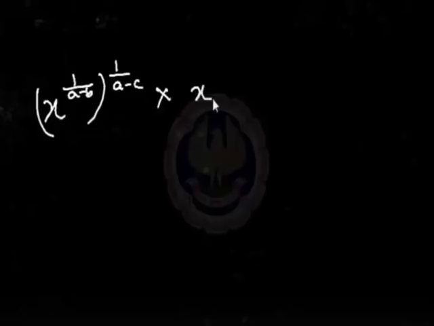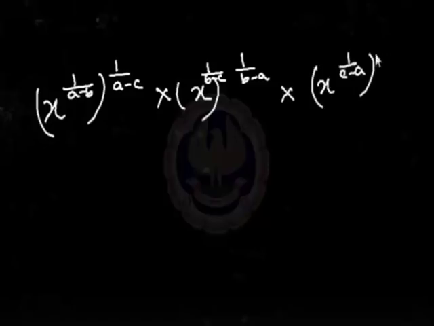So the question states x to the power 1 by a minus b whole to the power 1 by a minus c into x to the power 1 by b minus c whole to the power 1 by b minus a into x to the power 1 by c minus a whole to the power 1 by c minus b.